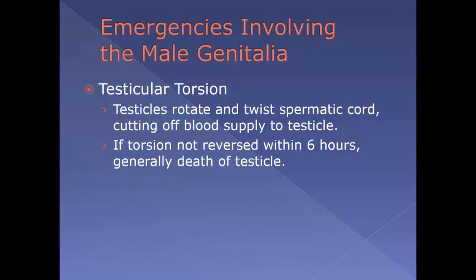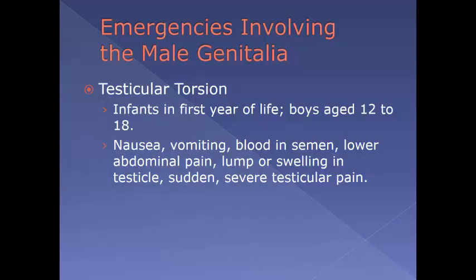So make sure that if they have this, and usually they're going to have a similar pain that occurs intermittently until it finally twists and stays, it causes nausea, vomiting, it may have blood in the semen, lower abdominal pain, a lump or swelling in that testicle, and severe pain. And it is most common in infants in their first year of life and then teenage boys.